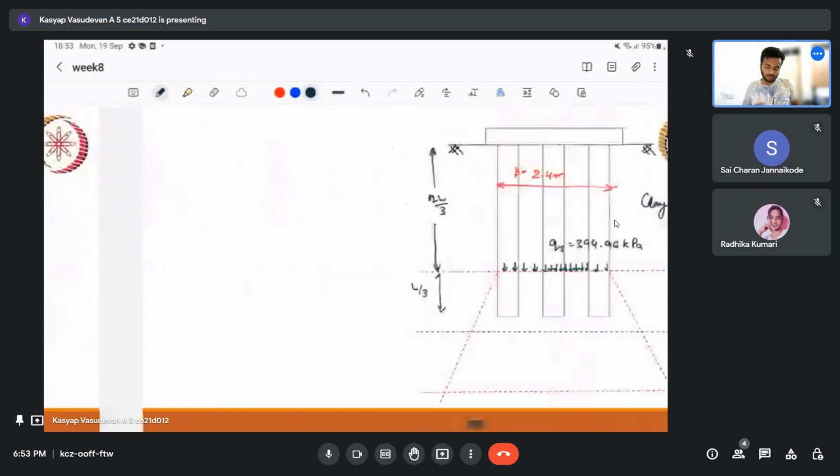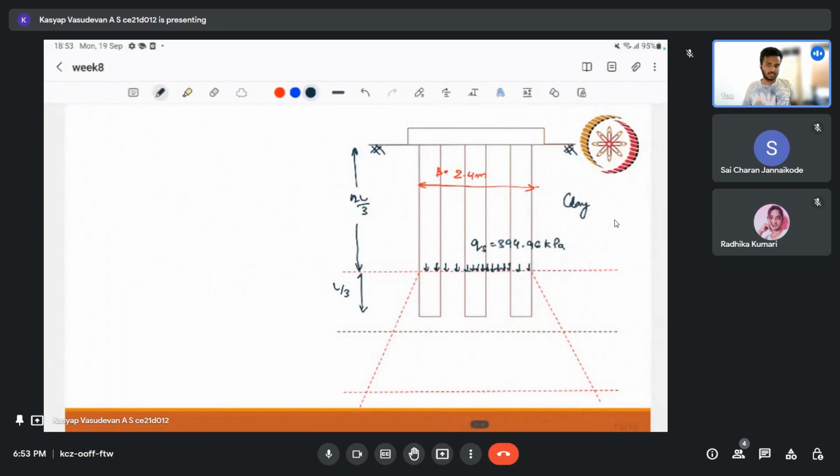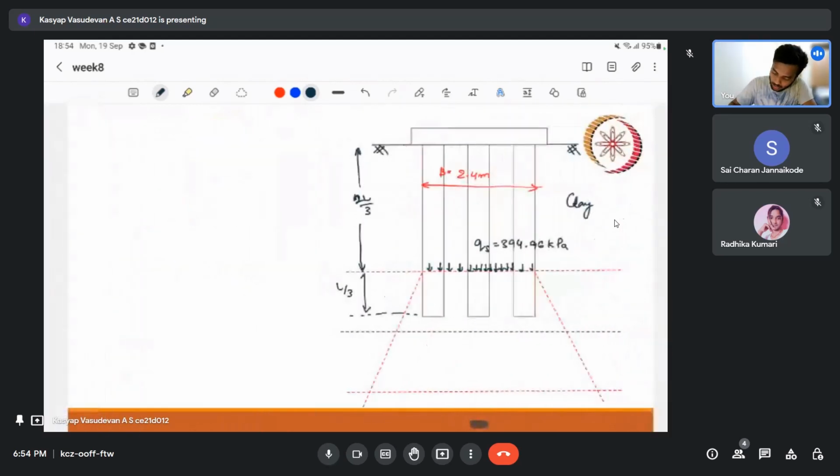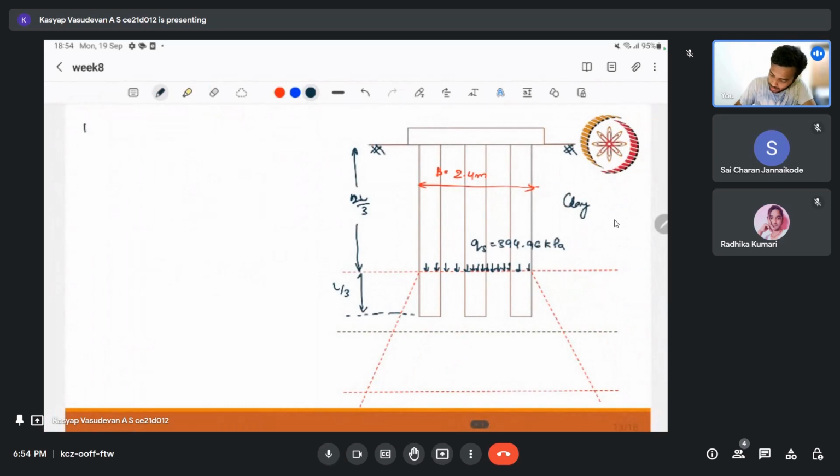So we need not worry about anything else. This is the basic assumption here. If you remember this, that is good enough. Then the rest of everything is carried forward from what we learned in shallow foundation. So let us begin our immediate settlement.